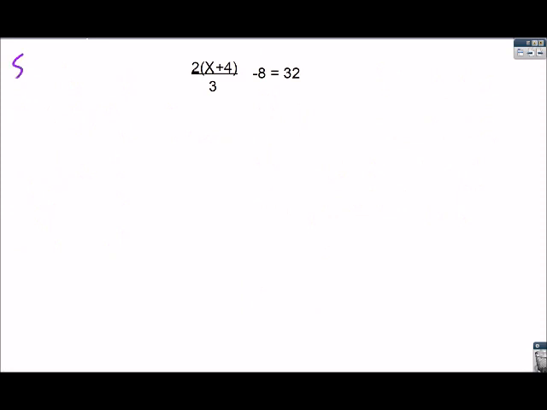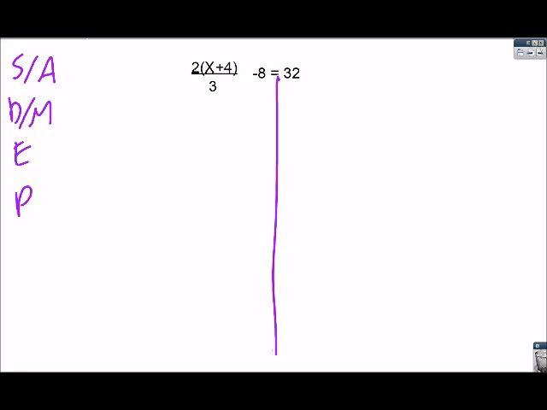I'm going to write my SADMEP over on the side. So I'm looking, is there any subtraction or adding that is not next to a variable? This one's right next to a variable and inside parentheses, so I'm not going to deal with this one. But there's a subtracting by 8 here. So what I'm going to do is draw a line straight down just to keep myself organized. It doesn't actually help me solve anything.